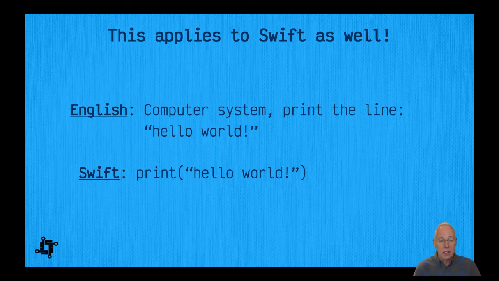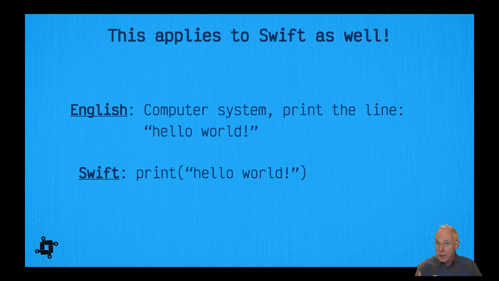So if we look at this, in English, I might say, computer system, print the line, hello world. And that would be perfectly valid in English. But we don't write it that way in Swift. Swift is going to be a little more brief and a little more technical in how we do it. But ultimately, Swift has a different set of words than the English language.